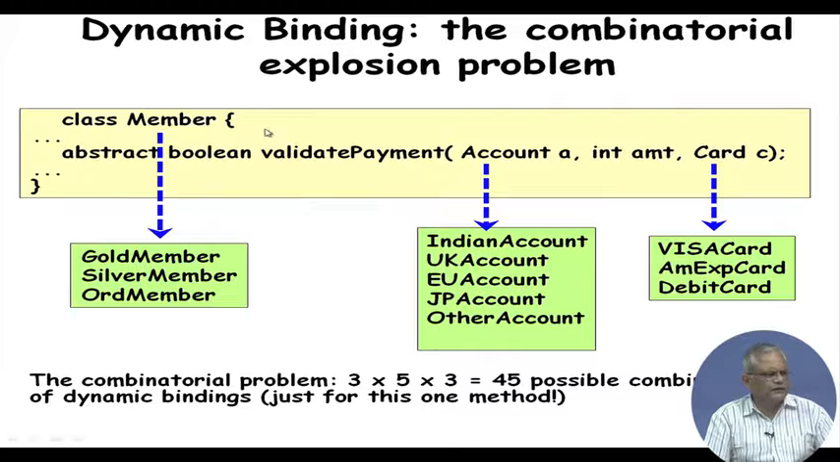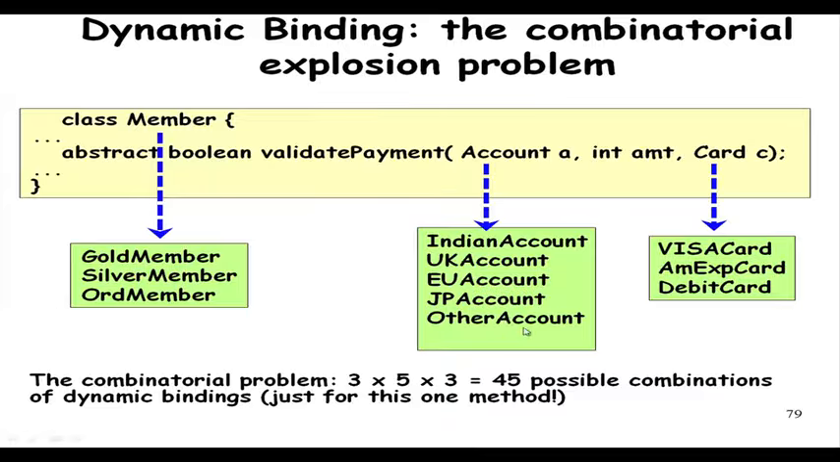So, the member might have an Indian account, UK account, European Union account or Japanese account or any other account, and he might pay it through a Visa card, American Express card or a debit card. So, once the method validate payment is called, first the member can be bound to the derived members: gold member, silver member and ordinary member. So, first is the binding that may occur with respect to the member.